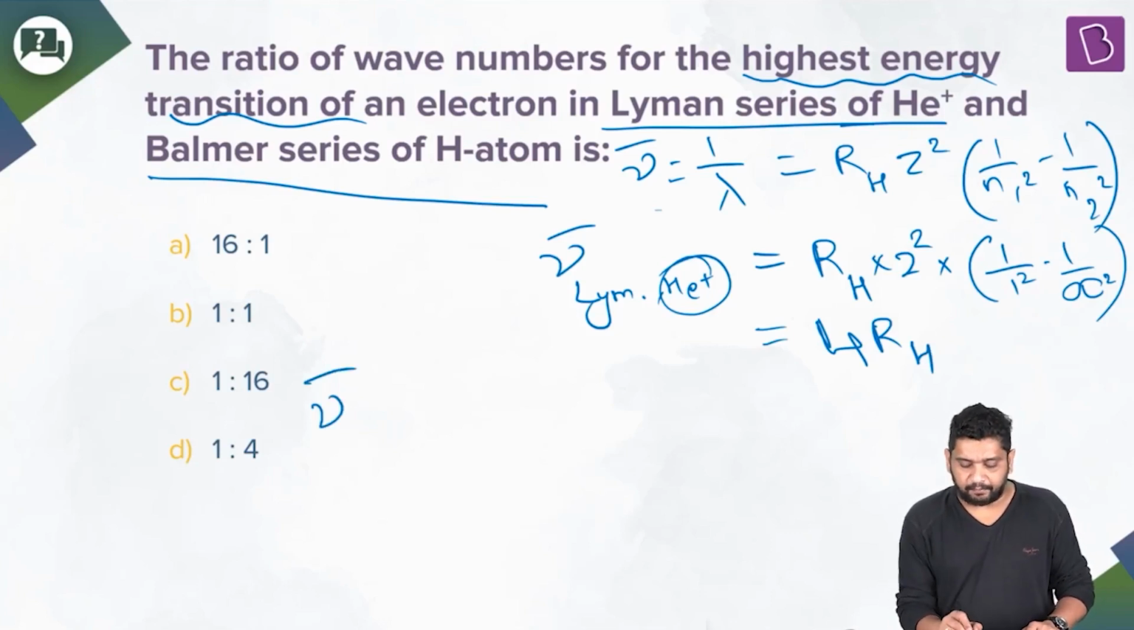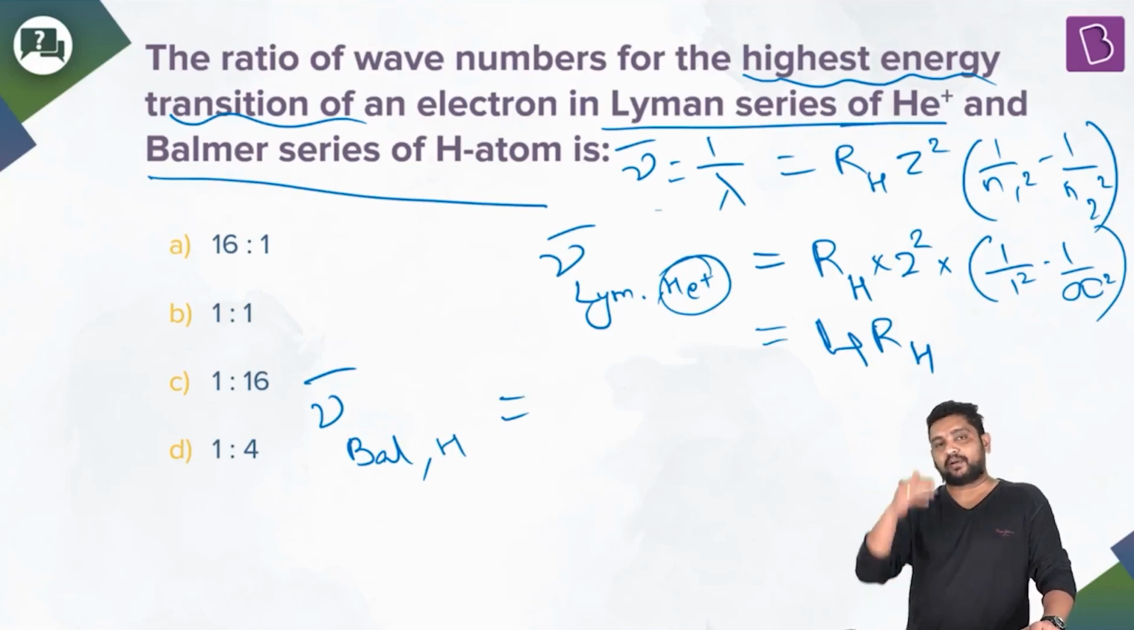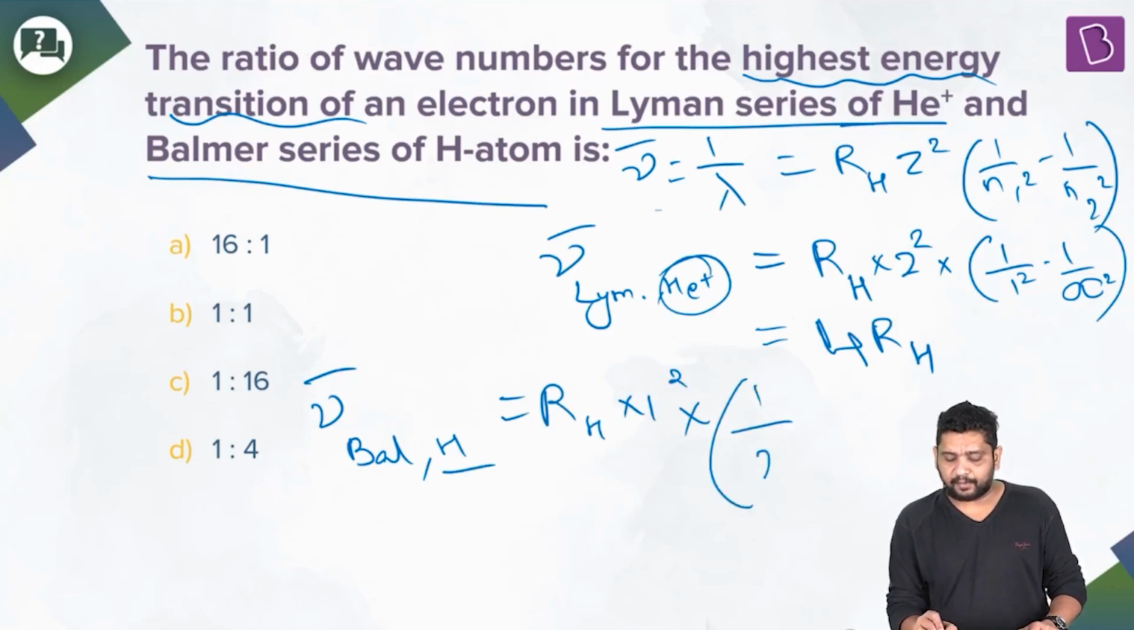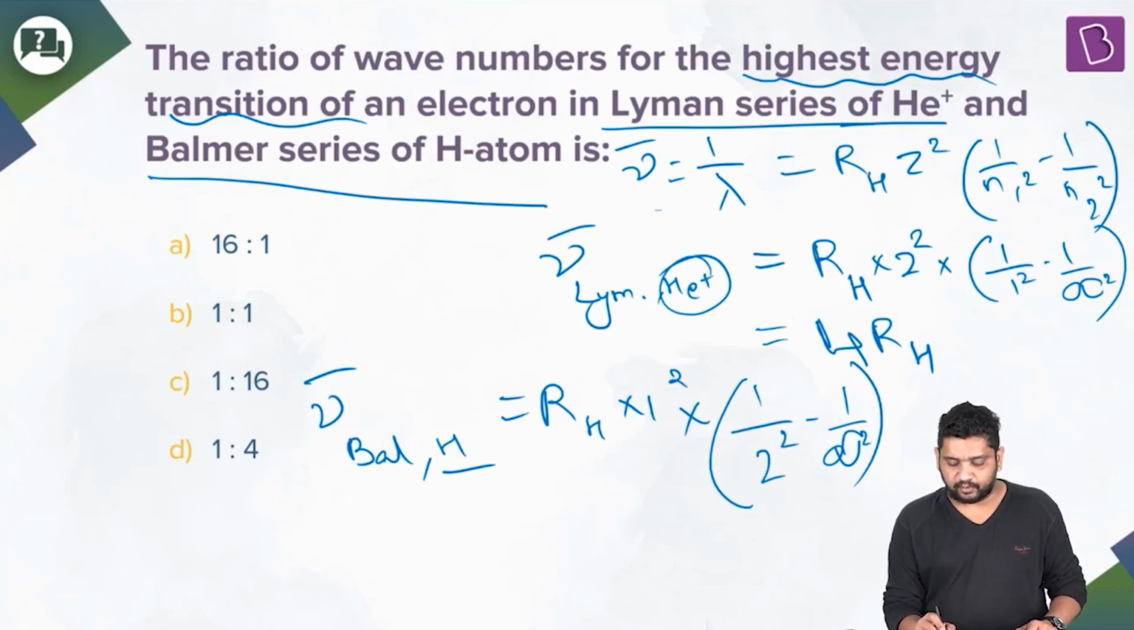Now we have the wave number of the Balmer series of the hydrogen atom. Balmer series is whenever there is a transition to 2, and we are looking at the highest energy, so infinity to 2. So this will be equal to RH into 1 square, because it is hydrogen this time, so Z is 1, into 1 by 2 square minus 1 by infinity square. Of course 1 by 2 square is 1 by 4 and 1 by infinity square is again 0. So this is going to be equal to RH divided by 4.